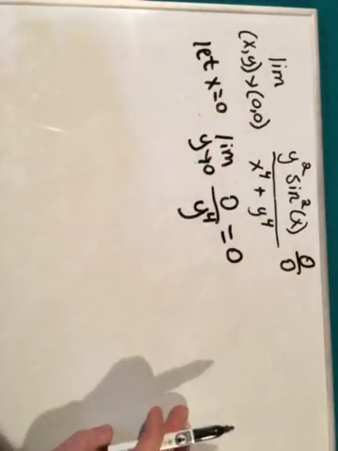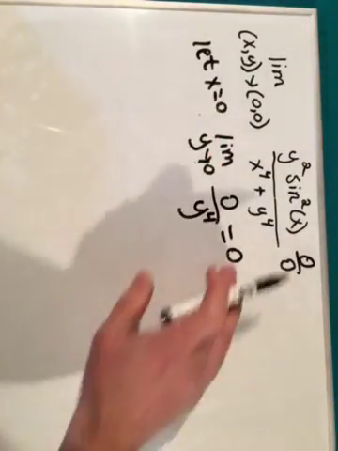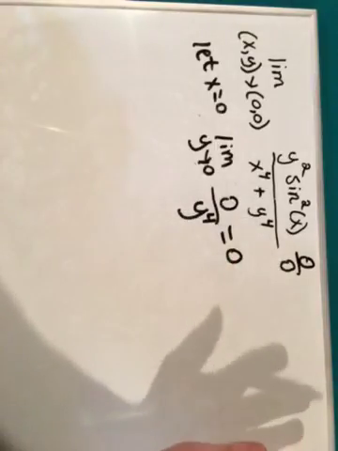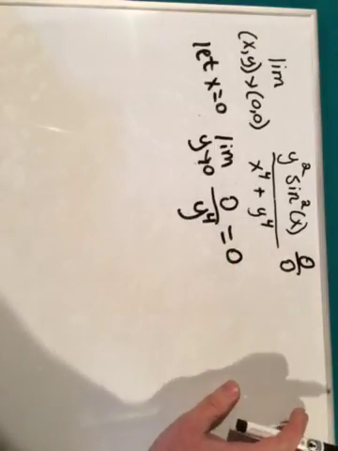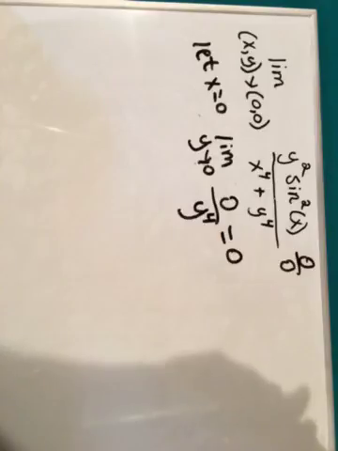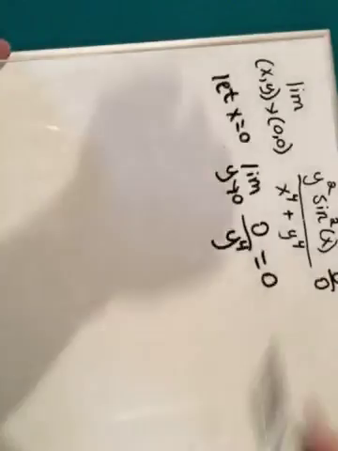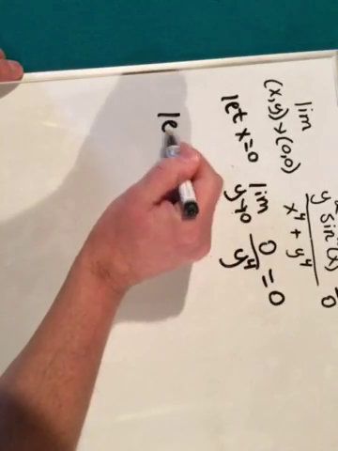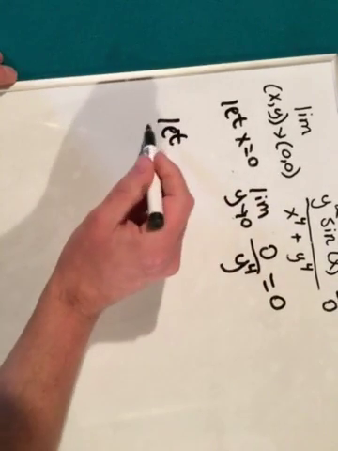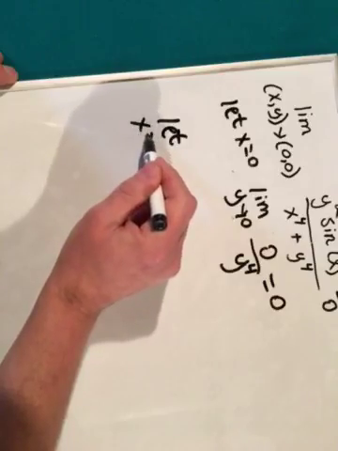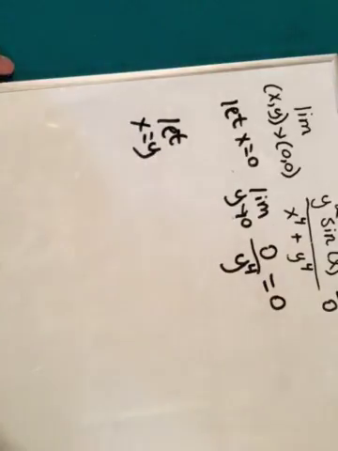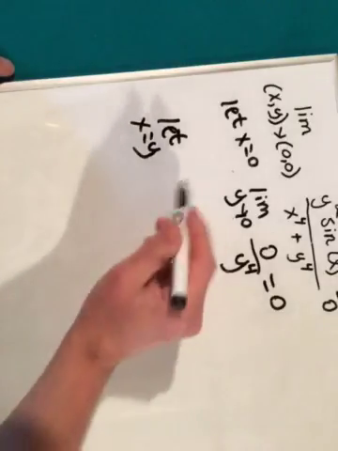So now let's try a different path and see if we get 0 again. If we do, then we don't know anything. But if we get something different, then that would show that the limit doesn't exist. Okay? Well, how about we let x equal y? Then what happens?